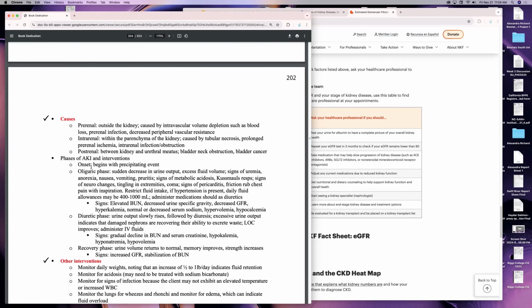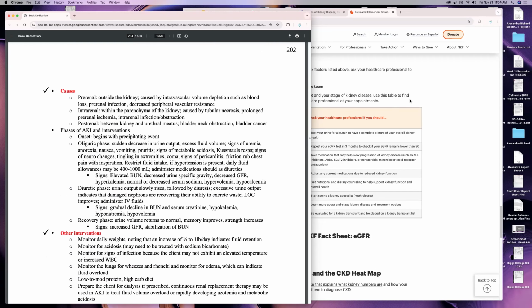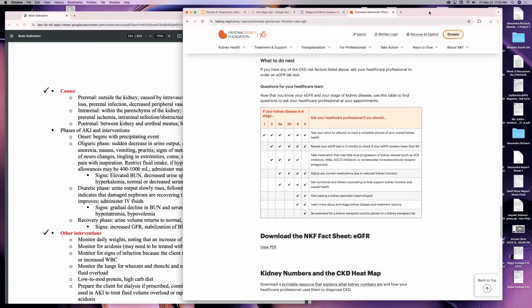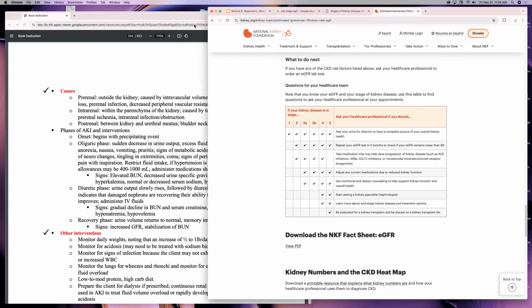So when we're talking about the causes of acute kidney injury, we say pre-renal, intrarenal, and post-renal. So let's look at this picture.